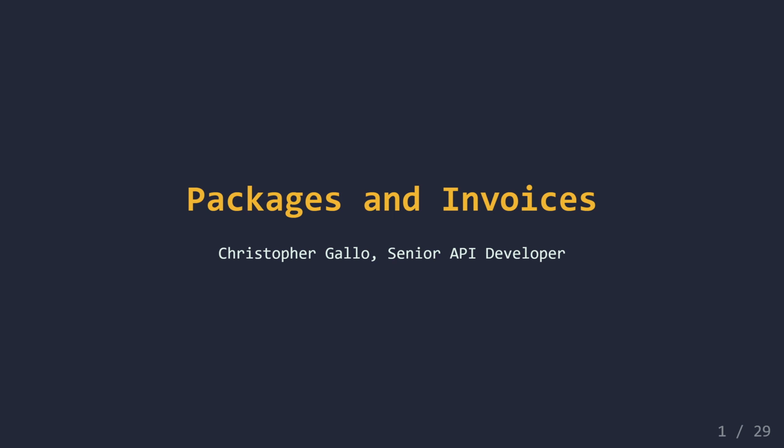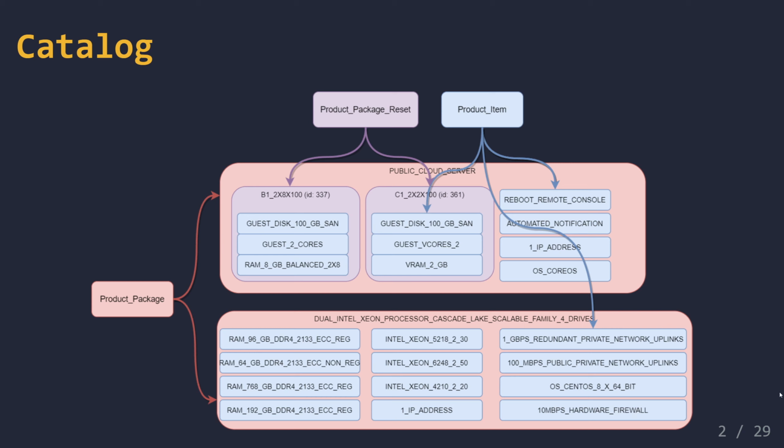We're going to cover essentially everything you need to know about ordering, from looking through the catalog, placing the order, and looking at the invoice once it's done to determine what you were billed for. So to start off, we're going to talk about the catalog as a general concept.